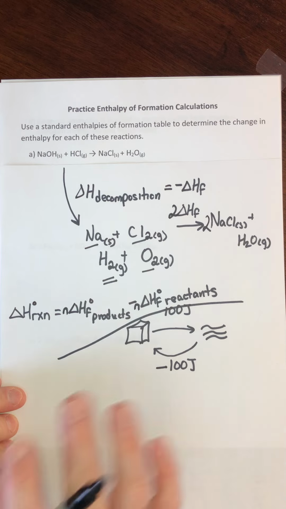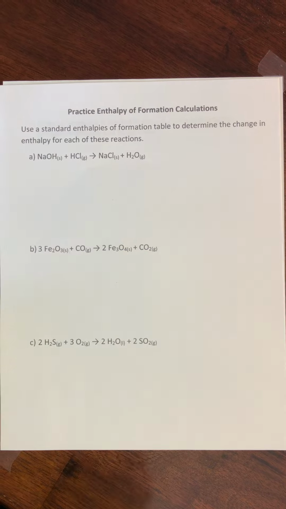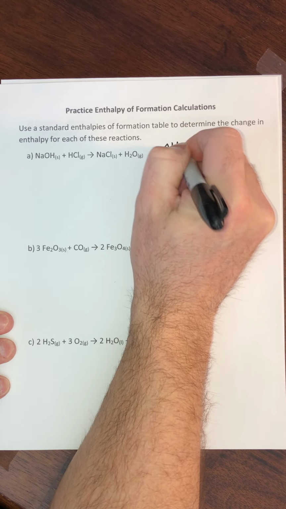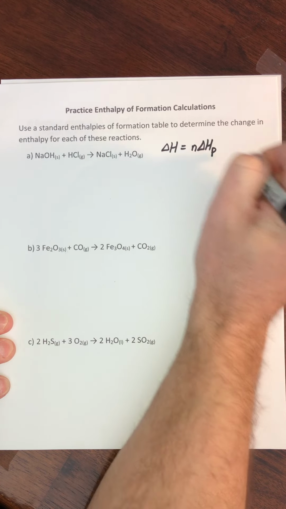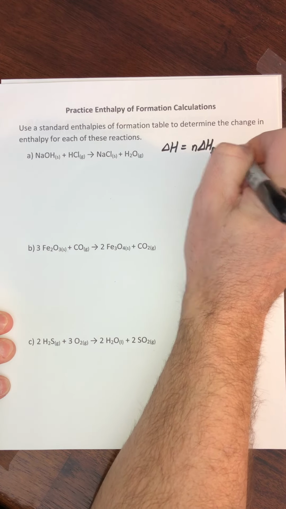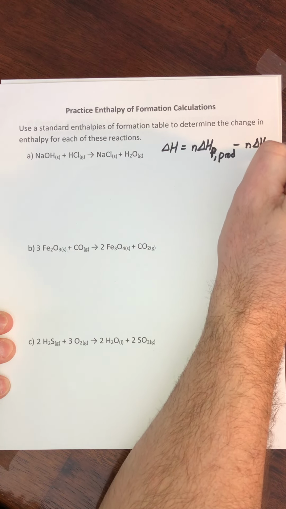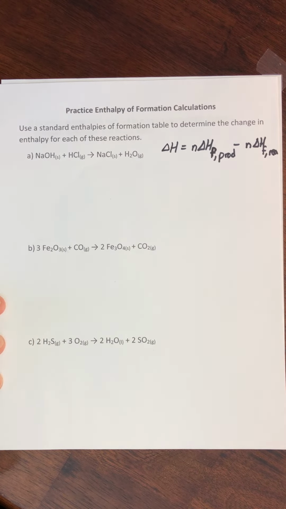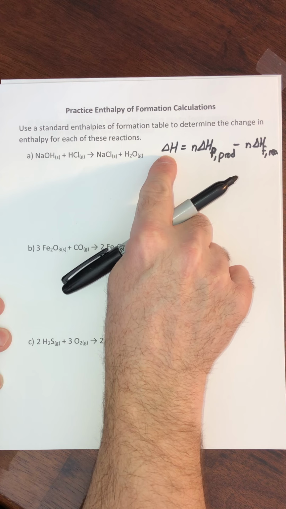Okay? But that's where our formula is going to come from. So if we rewrite our little formula over here, we can say that the delta H for this reaction will be N times delta H of formation of the products, minus N times delta H of formation of the reactants.